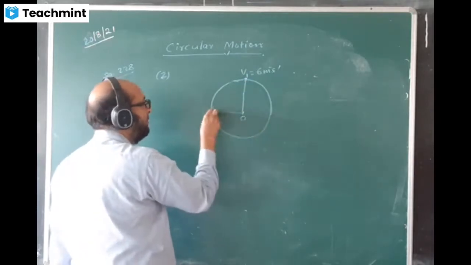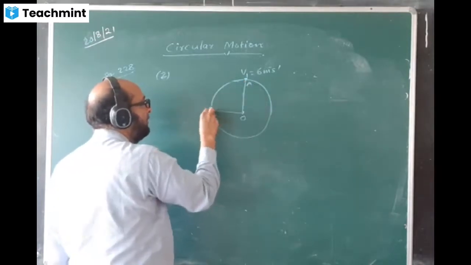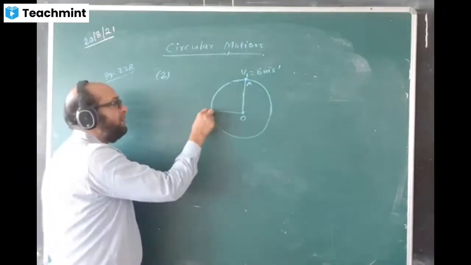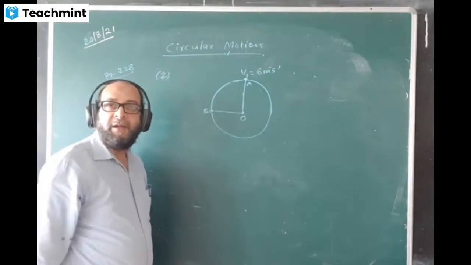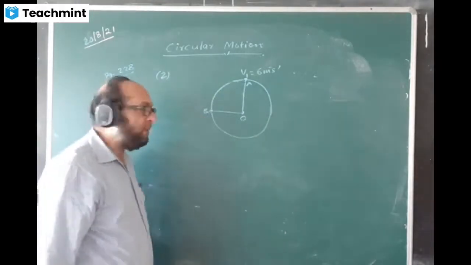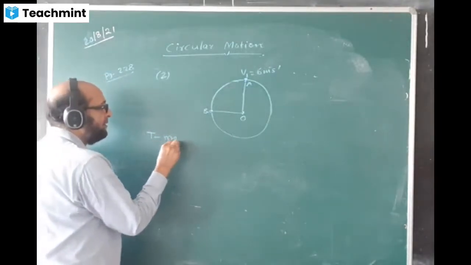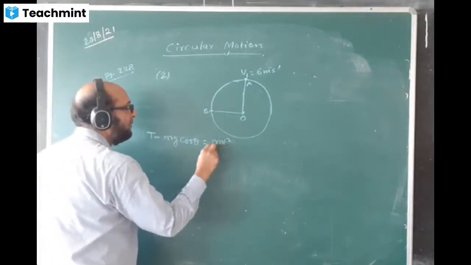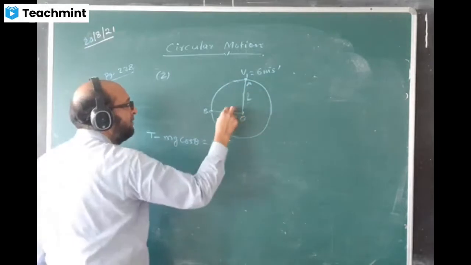Any one side you can draw here. This is the point A, this is the point B. The string is becoming horizontal here. You have to find the tension here at this point. What is the formula of finding tension at any point on this vertical circle? If you remember, the formula was like this: T minus mg cos theta equal to mv squared by r. R is the length of the string.